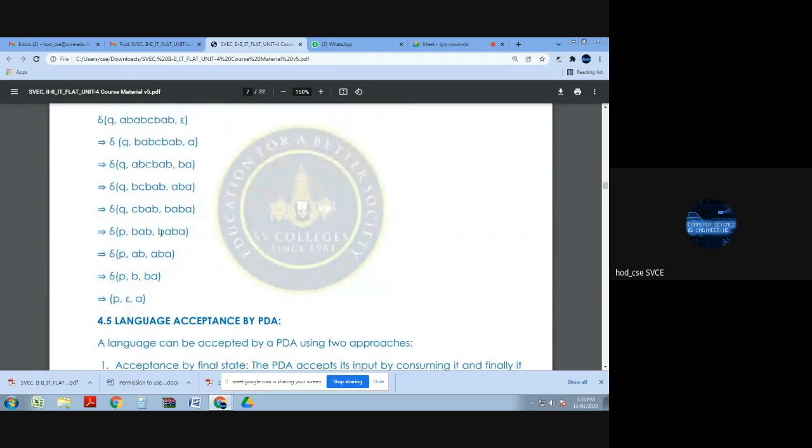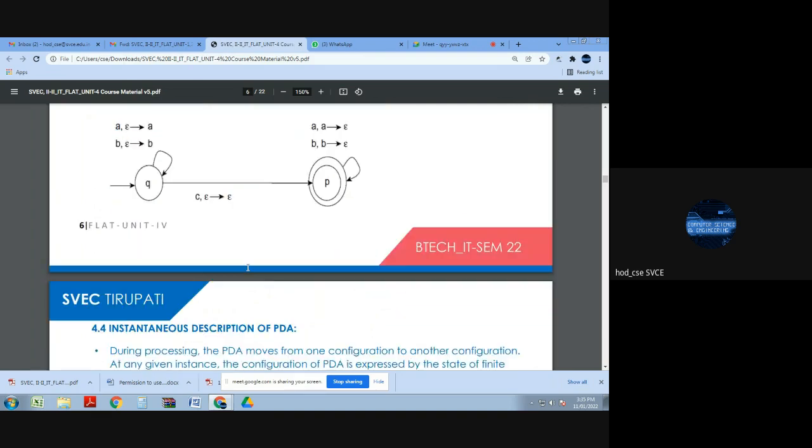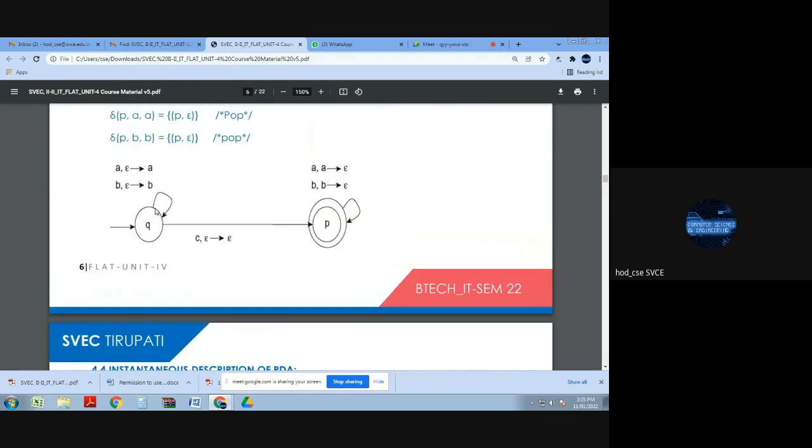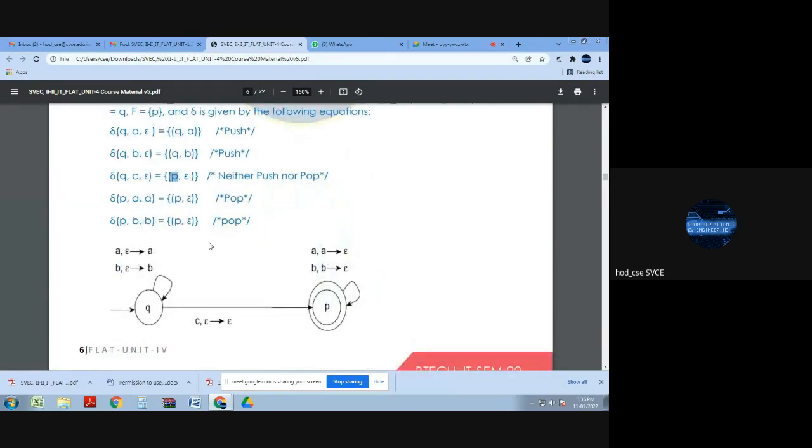Same B with B, Q, P comma B. So we are performing Q comma P comma A. Here we have changed the state from Q to P. We are not performing any push or pop operation, we are simply performing a state change from Q to P. P comma A presented, then we perform the pop operation. So what happens? Q comma A. Both B's will be popped, then again A will be popped, then again B will be popped. P comma epsilon comma epsilon will be presented.